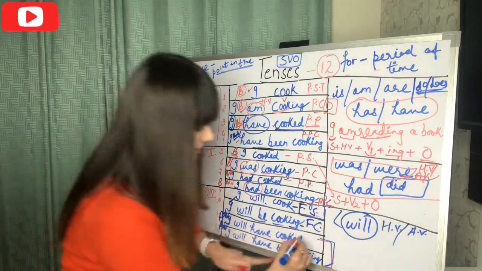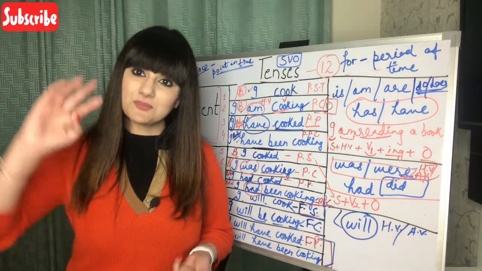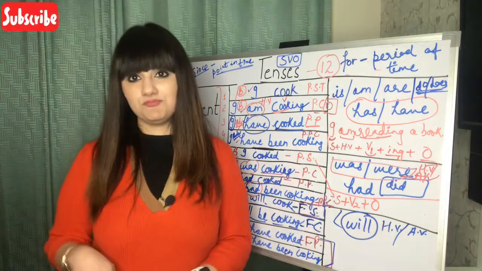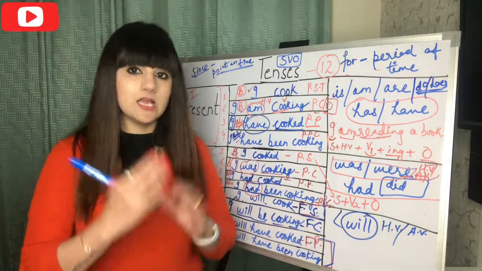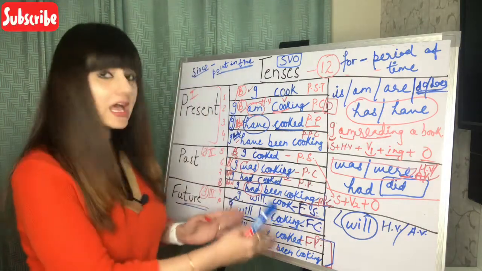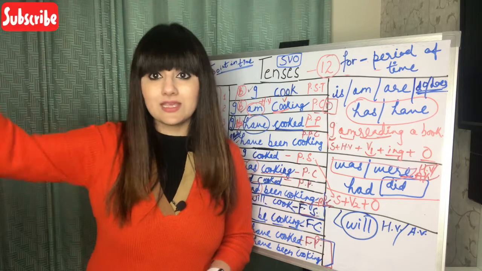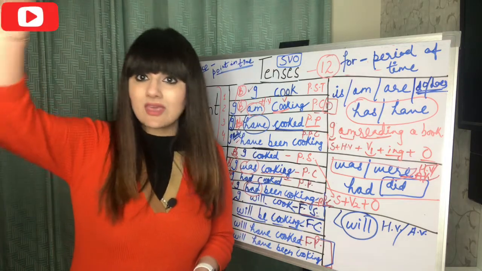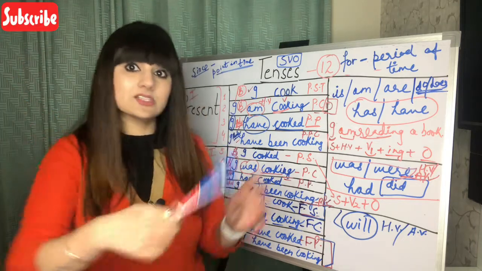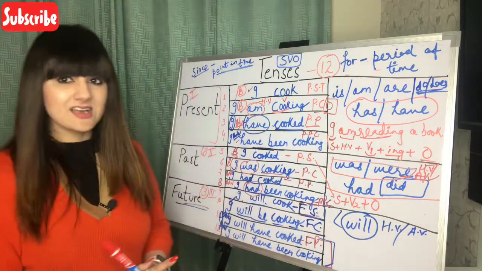If I'm talking about the future perfect tense, this is something you are predicting for the future. I will have cooked. What does it mean? Here I'm talking about by the time you reach, I will have cooked. I'm talking about the future thing. By the time you reach, I will have cooked means the cooking is going to be finished. I'm talking about the future. That cooking will be finished. I hope it's clear to you.